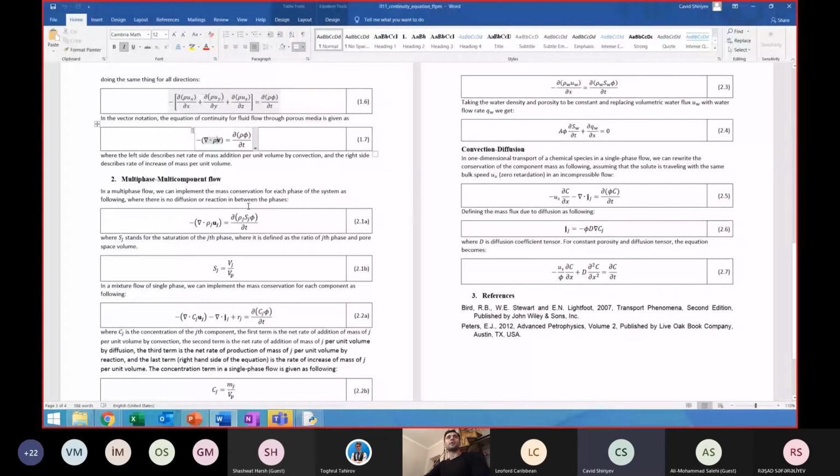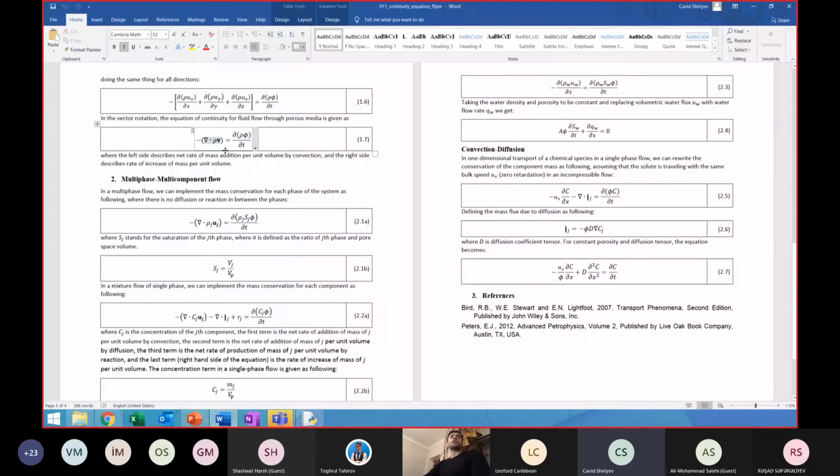Okay, and that's why I'm stopping here, and then I'm switching to the constitutive equation that we have. So we talked about the general principle, and we said that in reservoir modeling we are only considering the conservation of mass, and the final form of the conservation of mass is given here in this equation, which is 1.7.